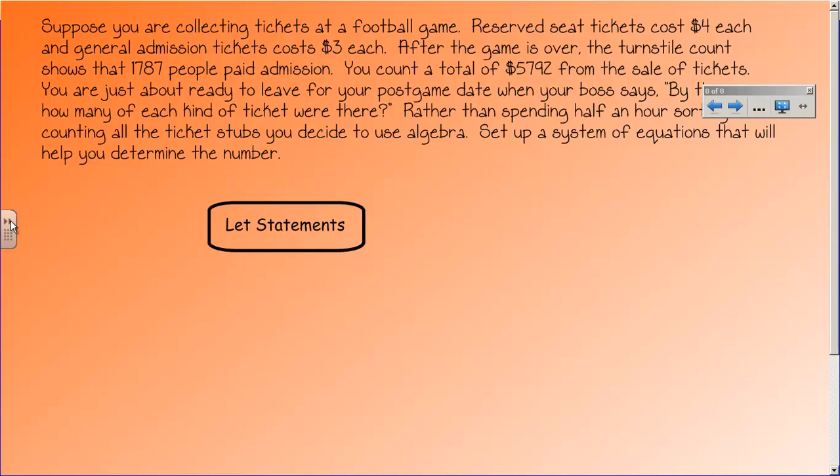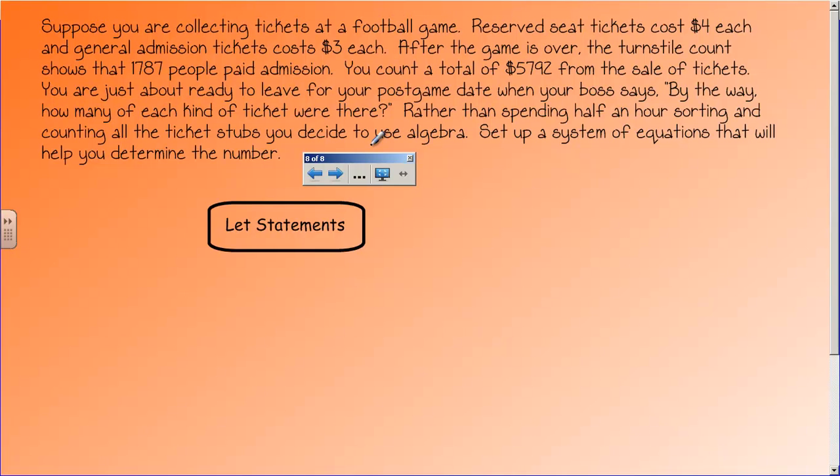So last one. And this one is important because you're going to see several problems like this, and these are the toughest ones because of how they are set up and how you have to think about it. So you're collecting tickets at a football game. Reserve seat tickets are $4 each. General admission is $3. After the game is over, the turnstile count shows that 1,787 people paid admission. You count a total of $5,792 from the sale of tickets. Your boss asks how many of each kind of ticket there were. Rather than spending half an hour sorting and counting all the ticket stubs, you decide to use algebra because you know how to set up a system.